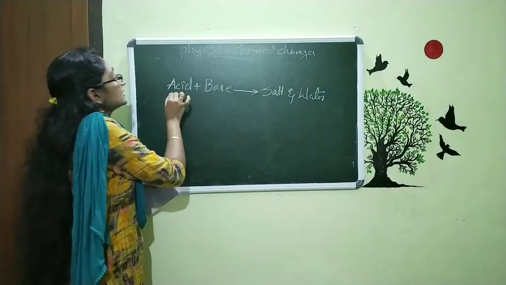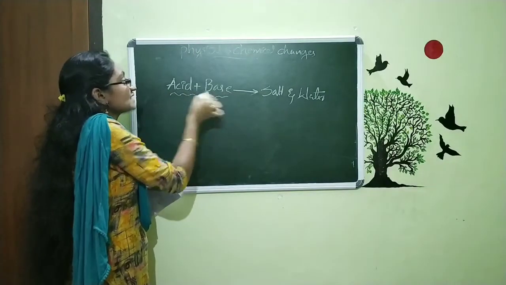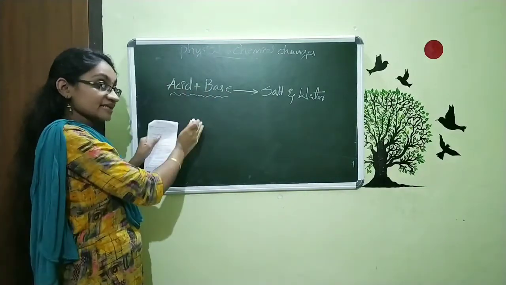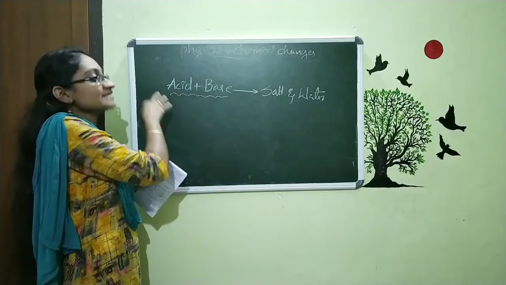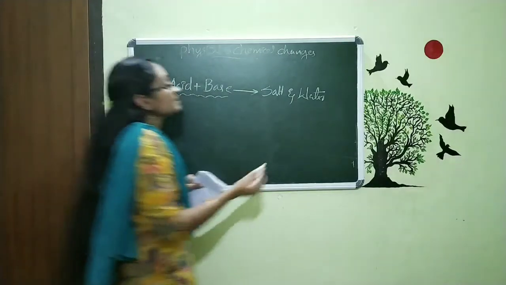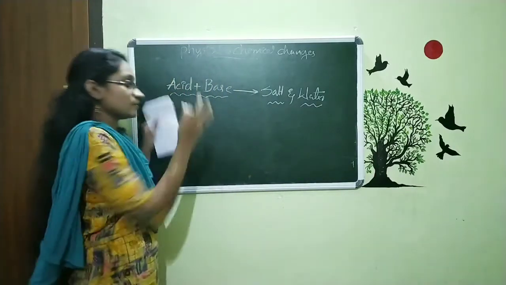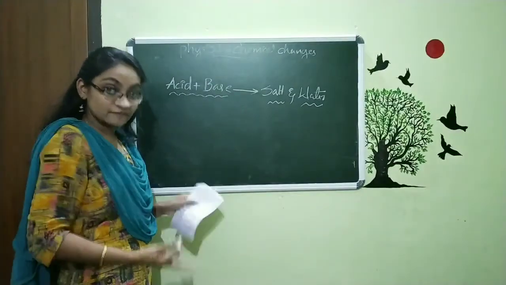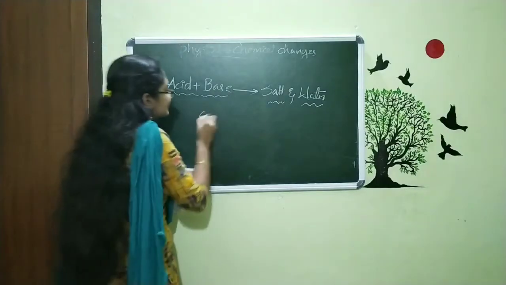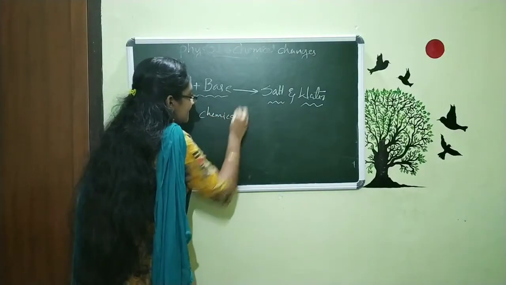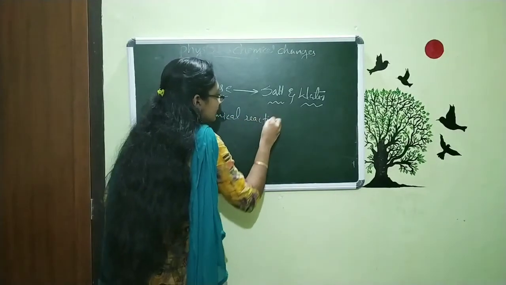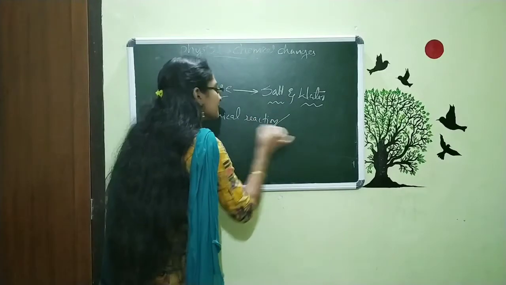Just check. These are the reactants. This acid and base are the reactants. That means before the reaction it is acid and base. And after the reaction the products are salt and water. Both of the things are totally different, and so we can say it is a chemical reaction or chemical change.